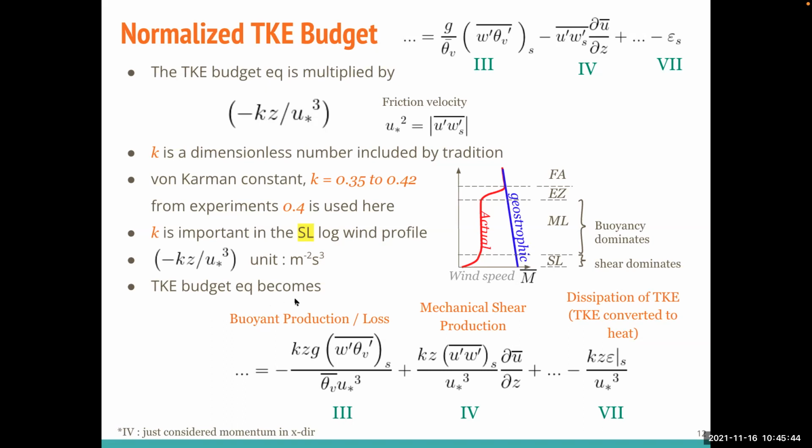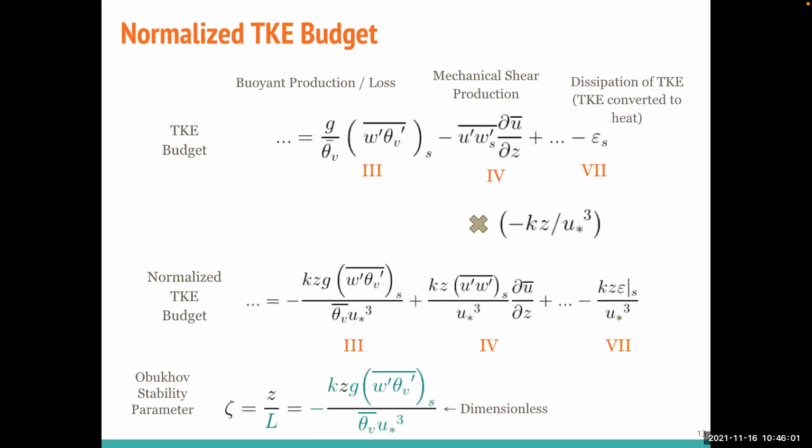So now the TKE budget equation becomes this one. It looks very complicated. 3, 4, and then the last one, which is the dissipation, the 3 terms. So in this lesson, we focus on these three terms. Okay, so repeating things again here. So the whole TKE equation, and we multiply the whole equation by this to make it dimensionless, and then it becomes these 3. So now we have a new parameter here, which is called Obukhov stability parameter.